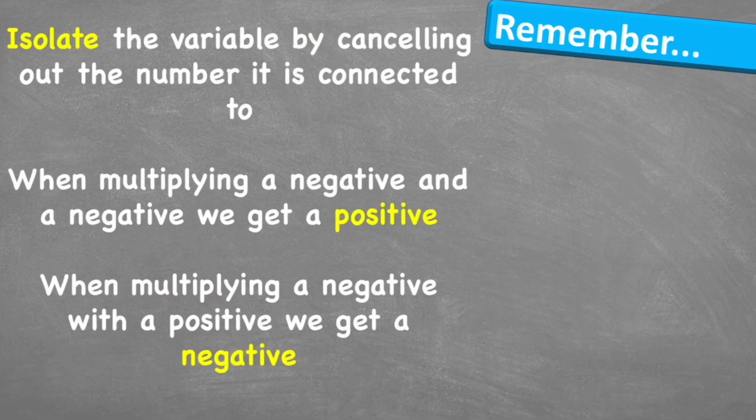Let's look at things to remember. Our first step is to isolate the variable by cancelling out the number it's connected to using the inverse. When multiplying a negative and a negative, we end up with a positive, but when multiplying a negative with a positive, we end up with a negative.